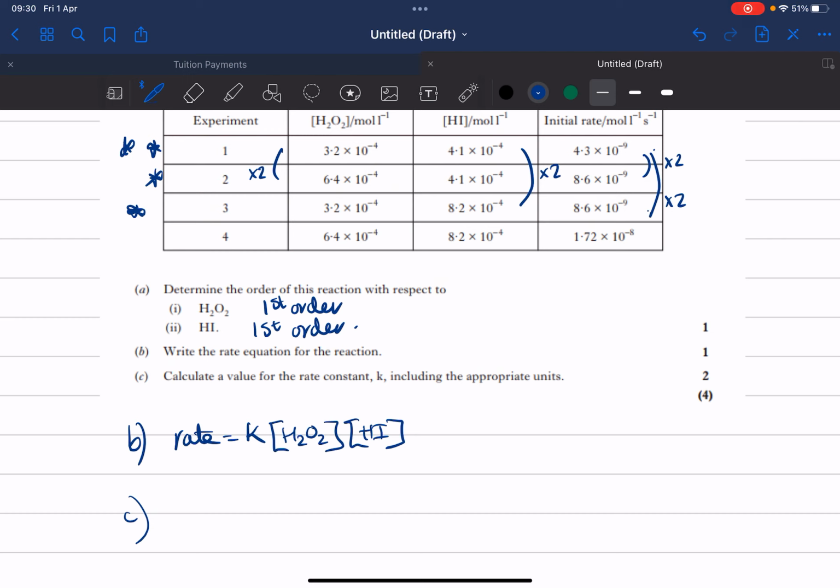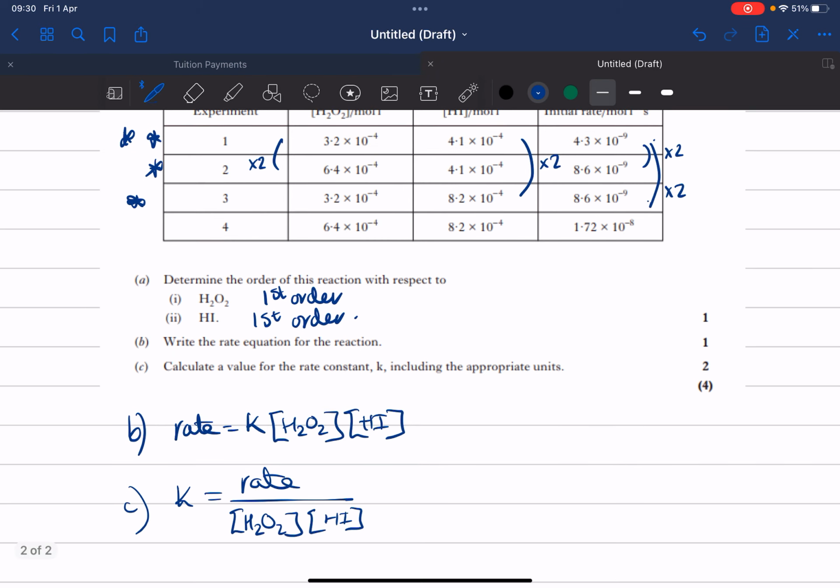So then for C, calculate a value for the rate constant K, including the appropriate units. So you need to rearrange the rate equation to get K as the subject. So K would be the rate over the concentration of your reactants. And then all you have to do is pick one experiment and plug the numbers in.